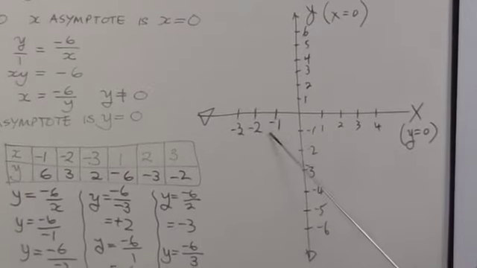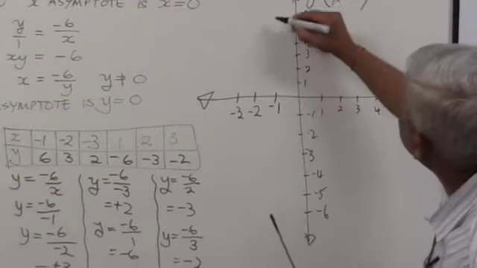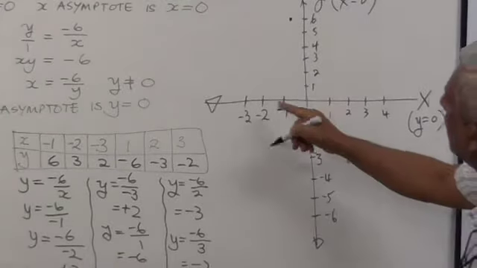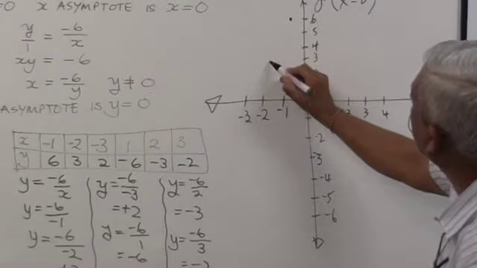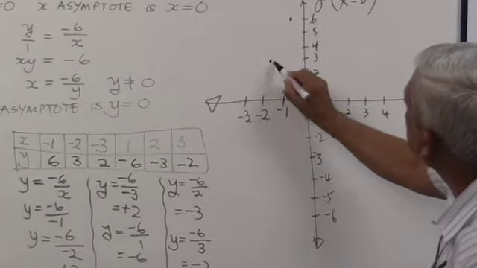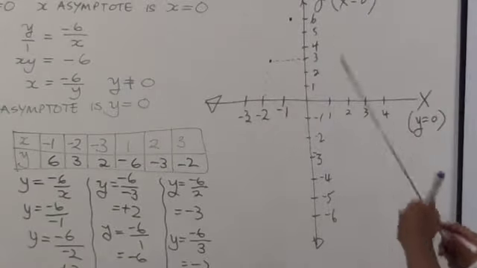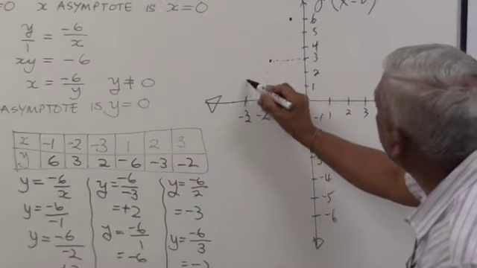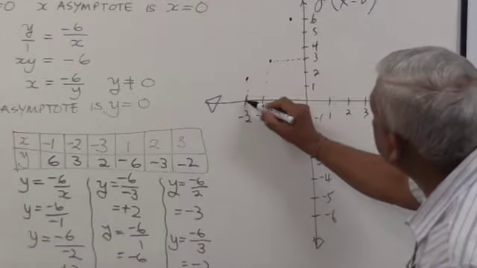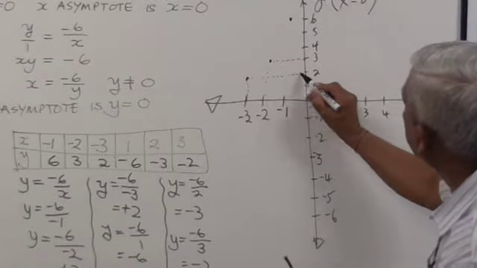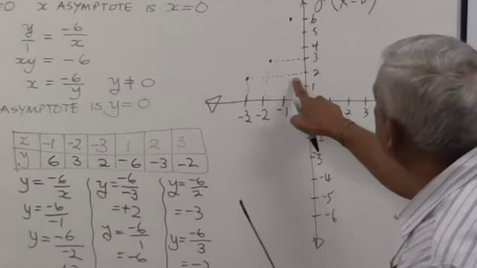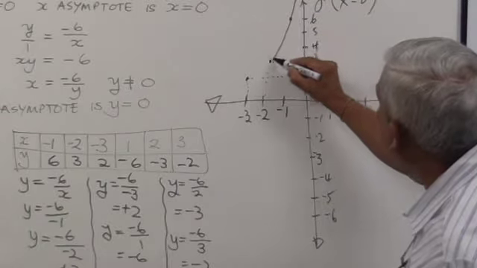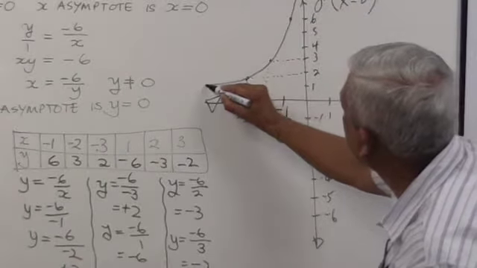We plot the points. -1, 6. We plot here. -2, 3. -3, 2. -3 is here, and 2 is there. So there's no need to show these lines, but I'm just showing it to you. So we got the shape of the graph. The graph is going this way, down here, and that way.